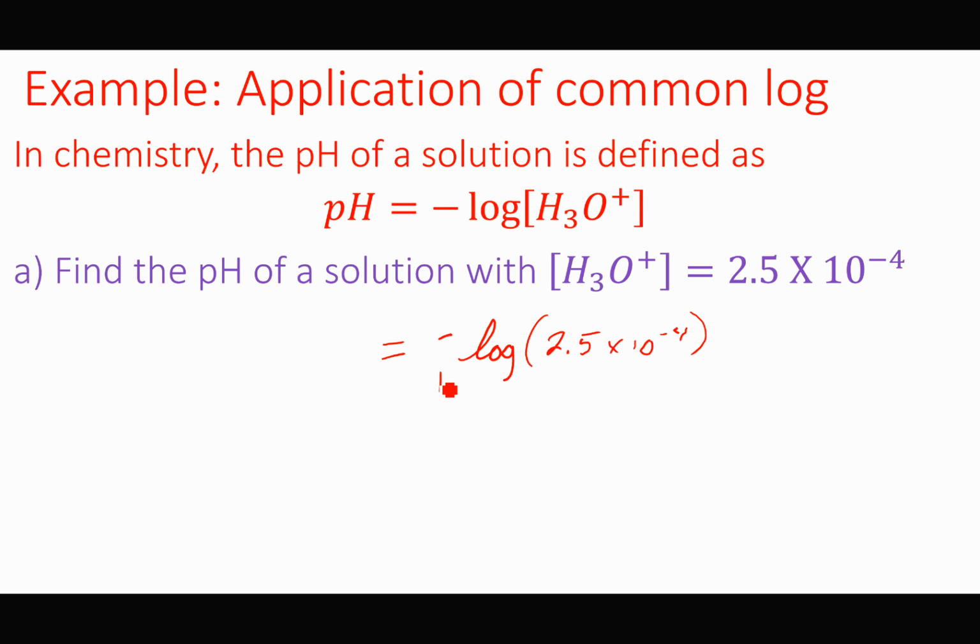And this negative, you can also think of this as negative 1 times log of 2.5 times 10 to the negative 4th. And you can literally type that right into your calculator. When you do log, it should open up parentheses, or you might have to open up parentheses. You can type in 2.5 times 10 to the negative 4th.